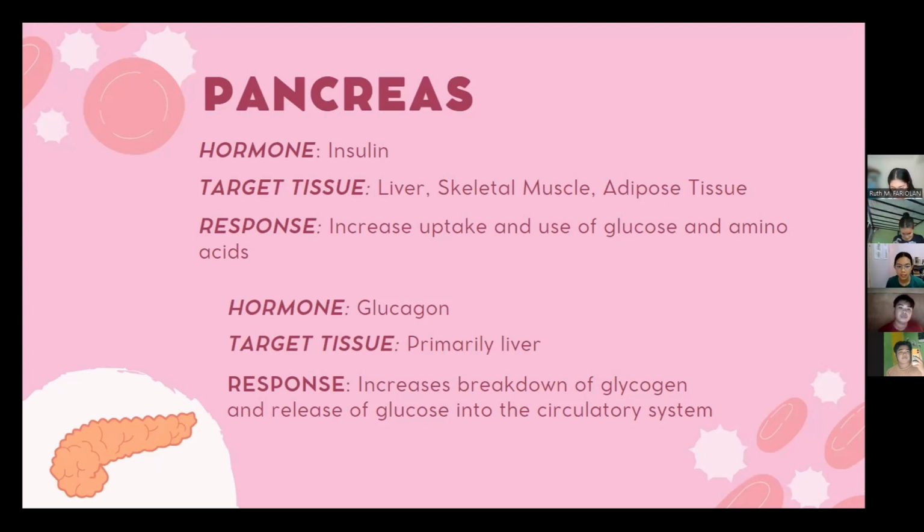Insulin promotes the uptake and utilization of glucose and amino acids, while glucagon increases the breakdown of glycogen and release of glucose into the circulatory system, ensuring a dynamic balance in response to the body's energy needs. Next, please.